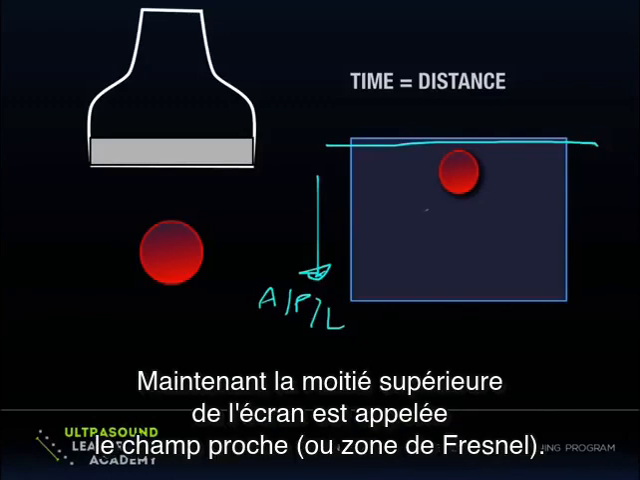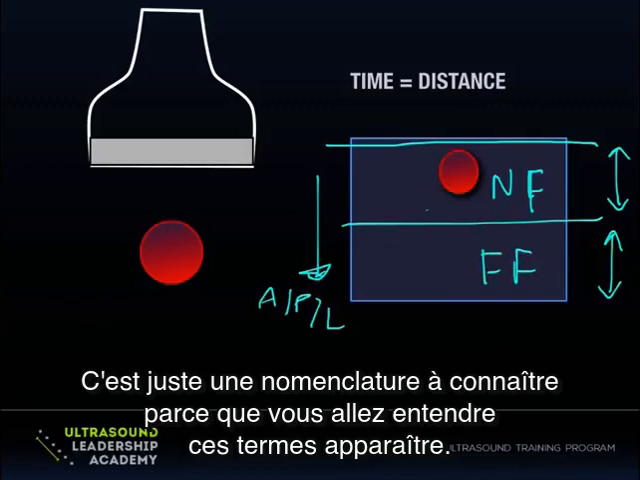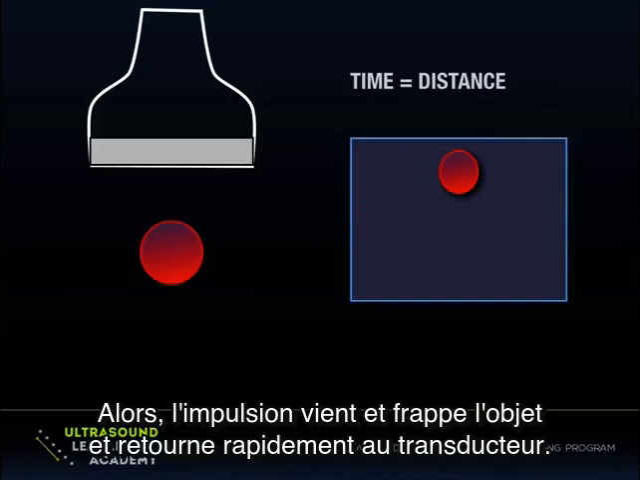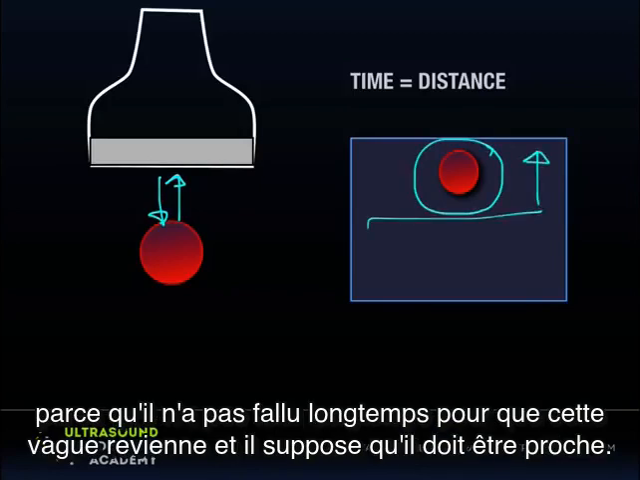Now, as a result, the top half of the screen is referred to as the near field, and the bottom half of the screen is referred to as the far field. So just some nomenclature to be aware of, because you'll hear these terms pop up. So pulse comes out, strikes an object, returns back quickly. The machine represents that object on the screen in the near field because it didn't take a long time for that wave to come back, and it assumes it must be close.